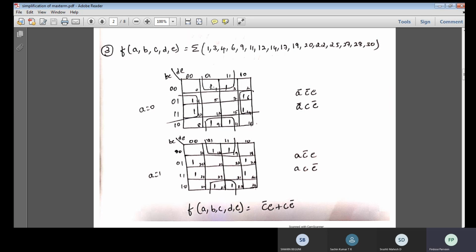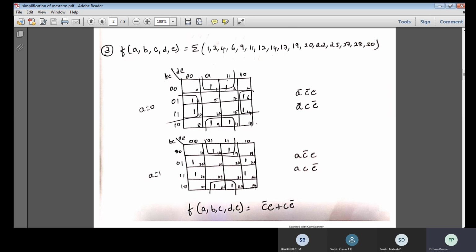So when I'm grouping 1, 3, 9, 11, what I'll be getting is A equal to 0, so it is A bar. Corresponding row, what I'll be writing is B bar, C bar in one and B, C bar in the other. So what is not changing? C bar is not changing. So I'll be writing A bar, C bar.